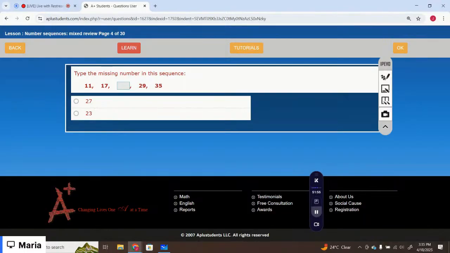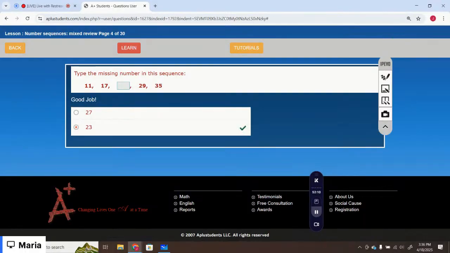Type the missing number. 11 plus 6 is 17. 17 plus 6 is 23. Option number 2 is the correct option. That is 23.